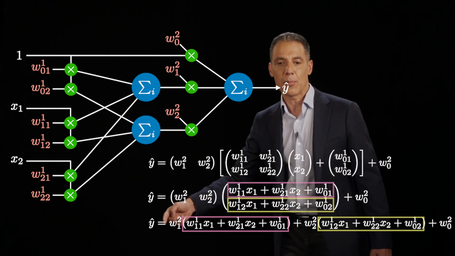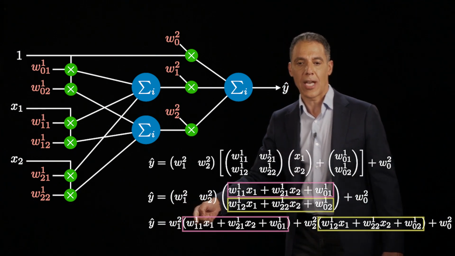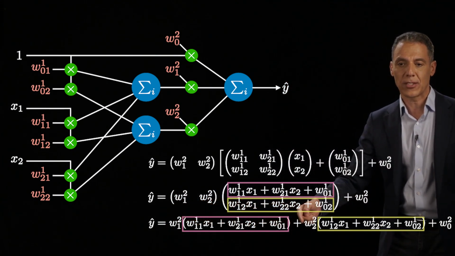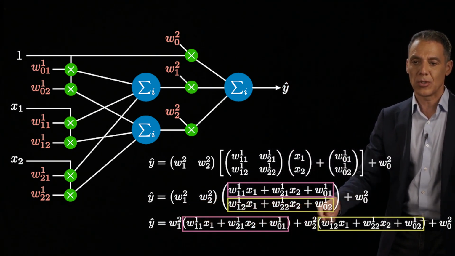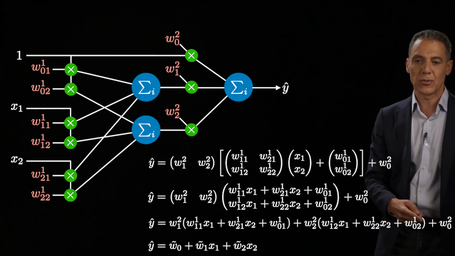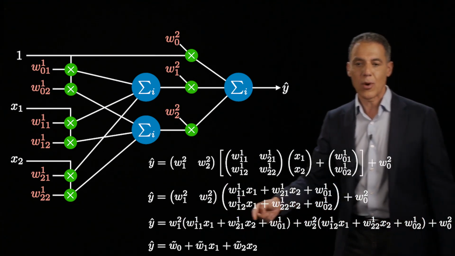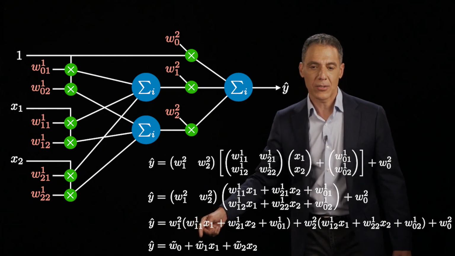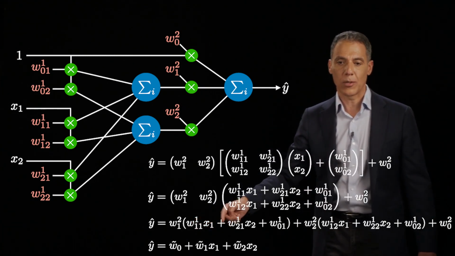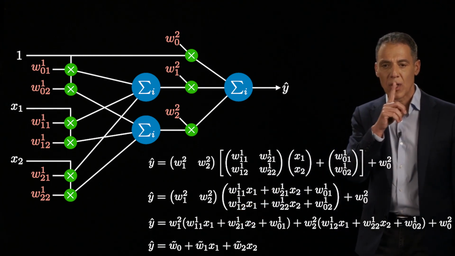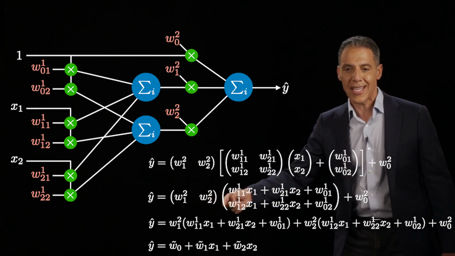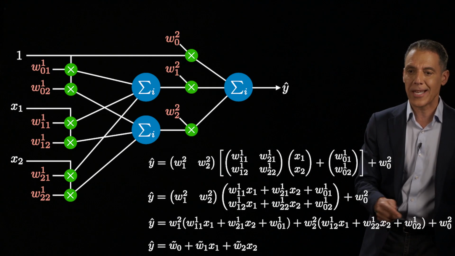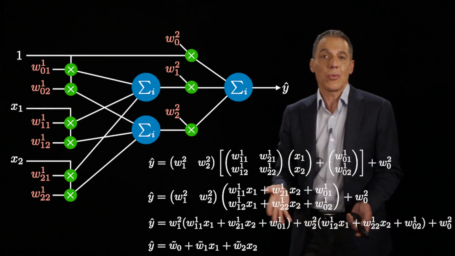So my final output is what? W12 times a whole bunch of stuff that have to do with x1 and x2 plus W22 times a whole bunch of stuff plus W02. Let me just rewrite that as what? It's W1 tilde times x1 plus W2 tilde times x2. Why? Because I'm just taking linear combinations of x1 and x2 here, and I'm not doing anything new.